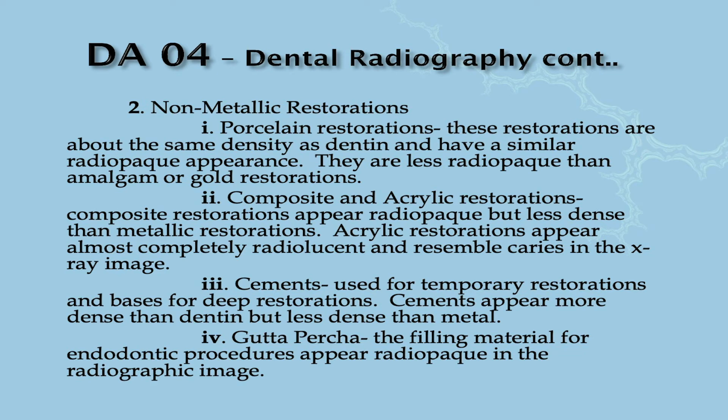Sometimes on images we can also see cements, which are used for temporary restorations or even as bases for deep restorations. They can appear more dense than dentin, but less dense than metal. The last one that can be seen on images also is gutta percha, which we'll discuss more during the root canal lecture. But it is a filling material used for endodontic procedures, and they appear radio-opaque in the radiographic image.